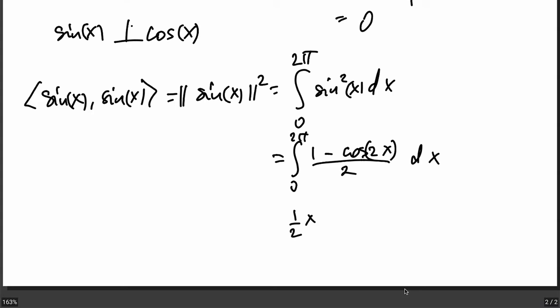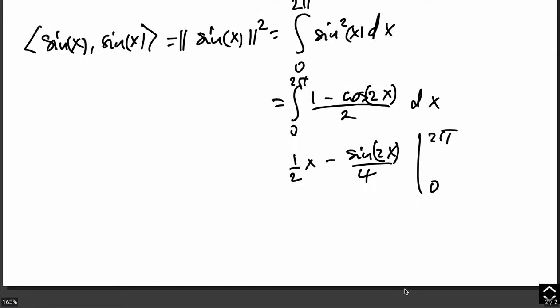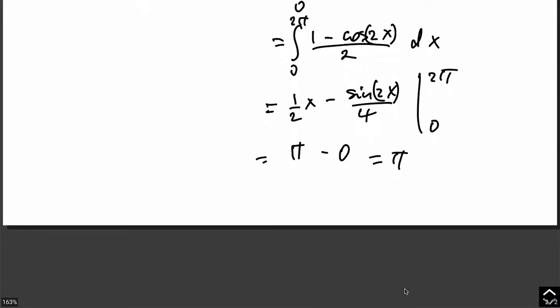And then we can integrate this term by term to get 1/2 x. And the integral of cosine is sine, so we get minus sine 2x divided by 4, evaluated at 0 and 2 pi, will give us here pi. And then the sine at 4 pi and sine at 0, these are all zeros. So we get pi, which means this is not orthonormal.